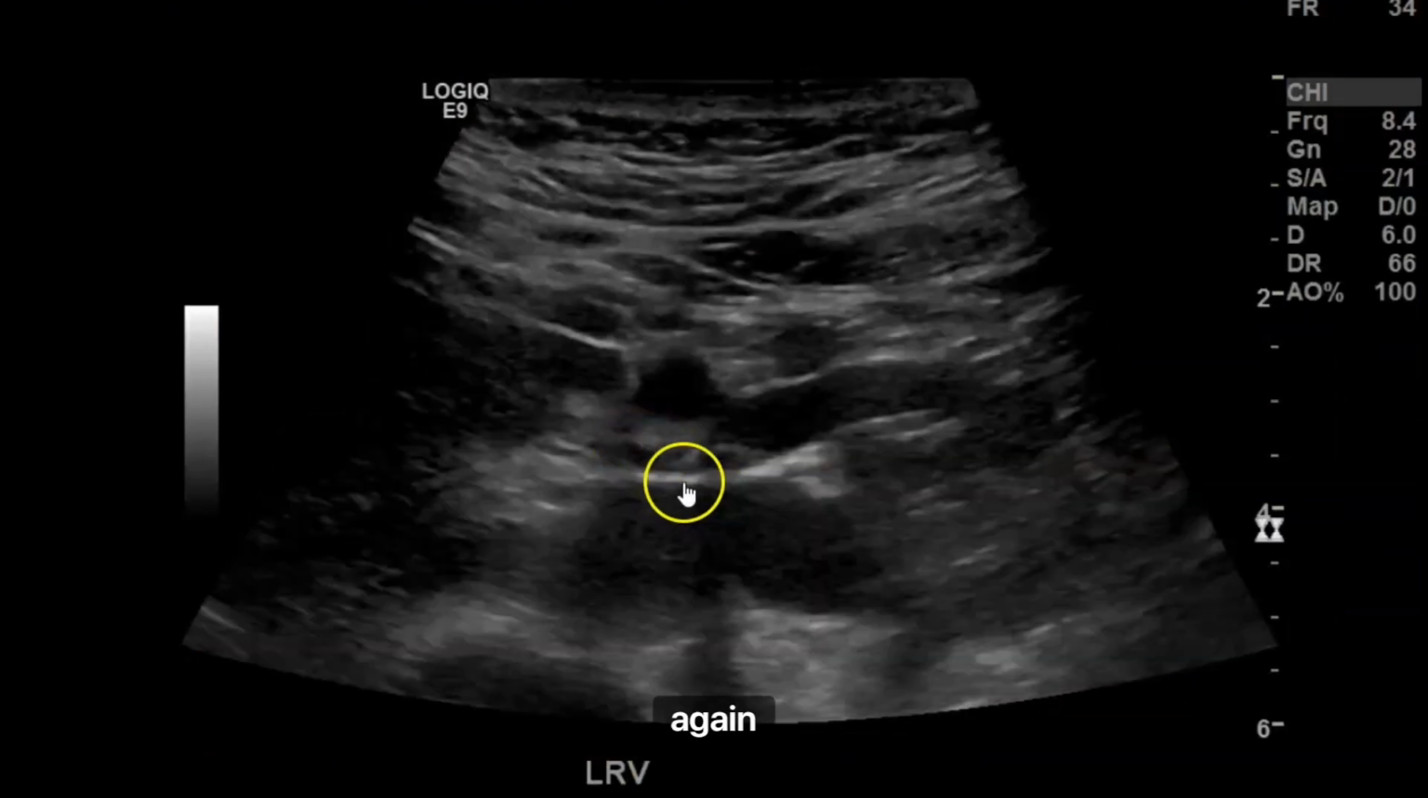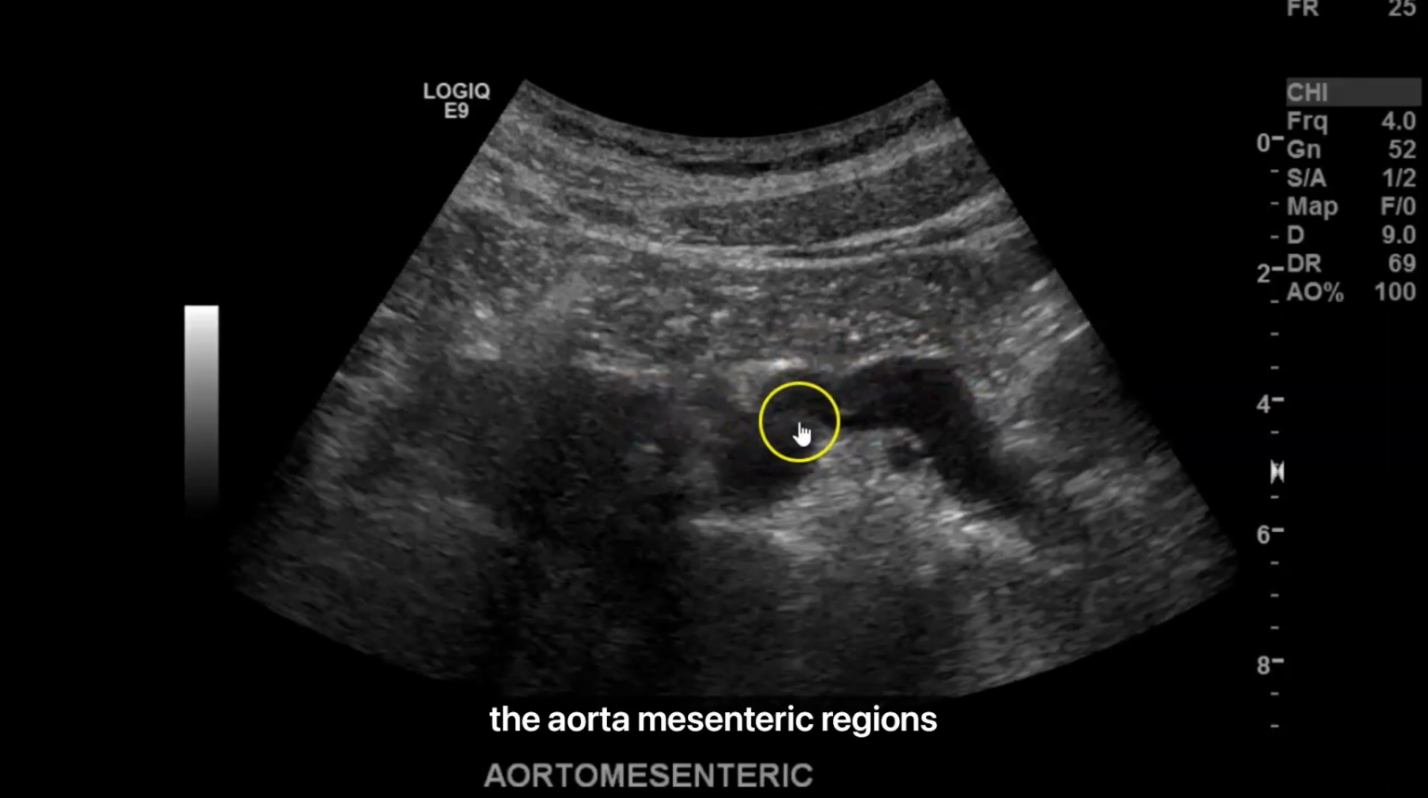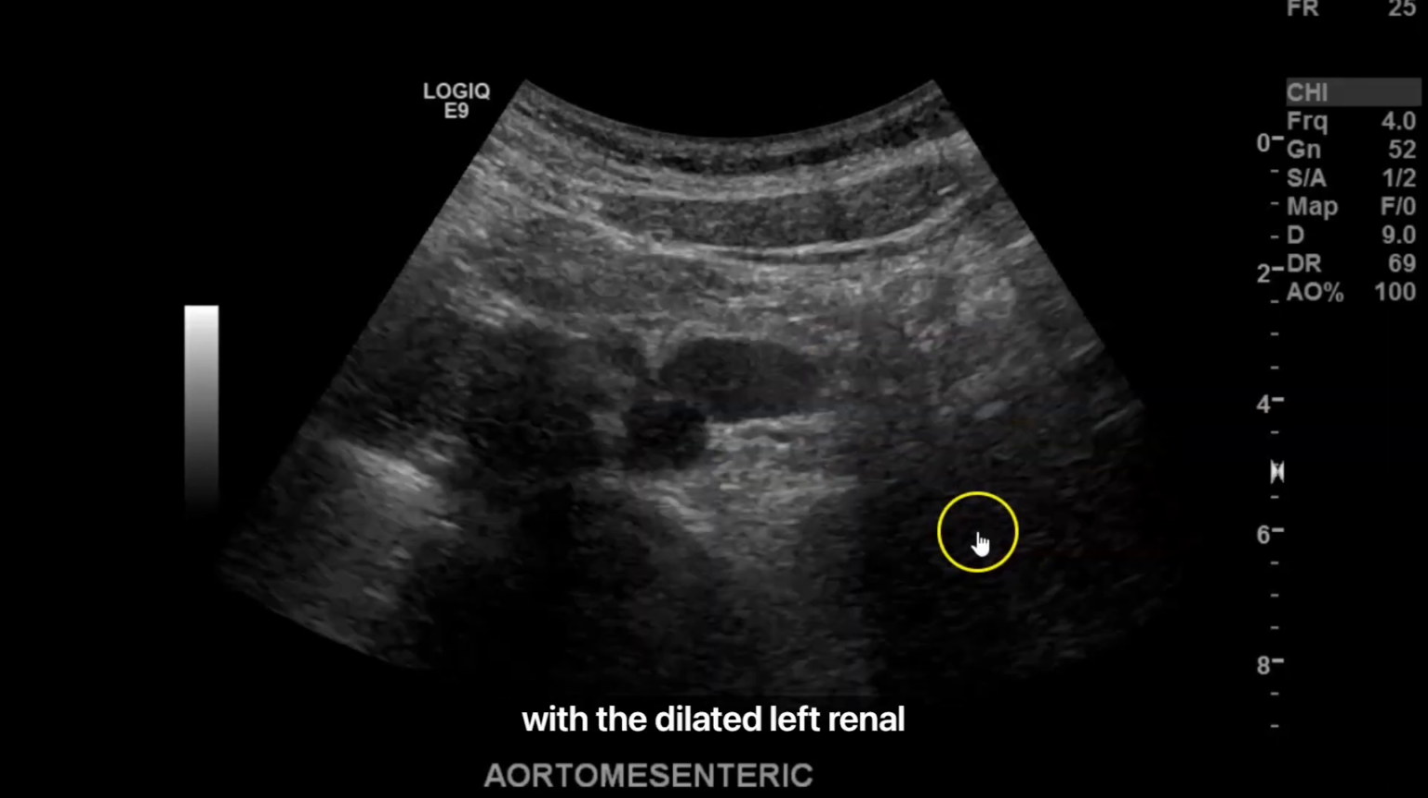Okay, so again, aorta, SMA, left renal, and then again, the aorta mesenteric regions with the dilated left renal vein.